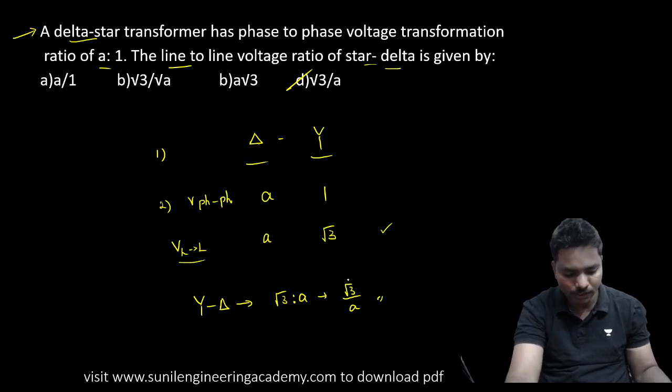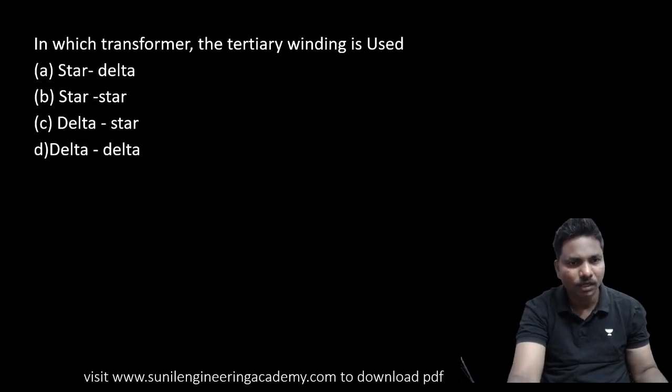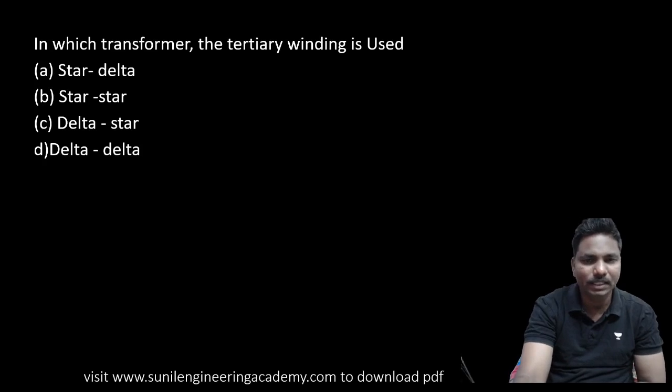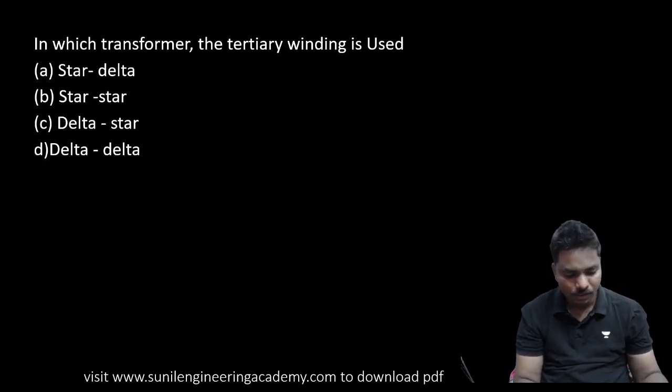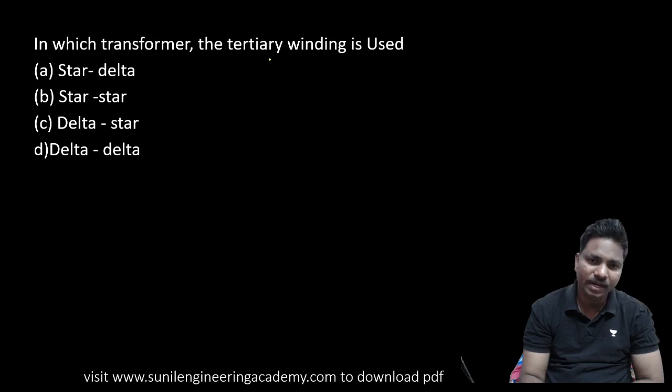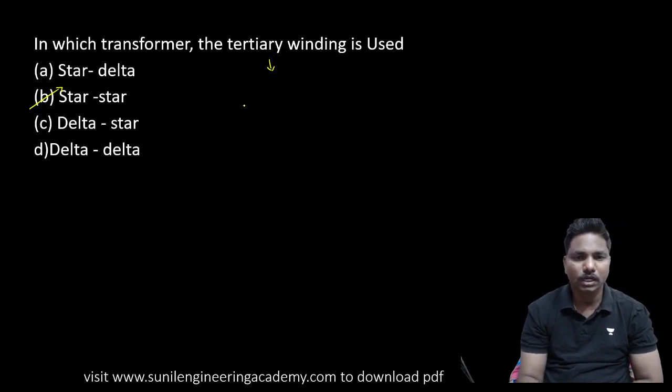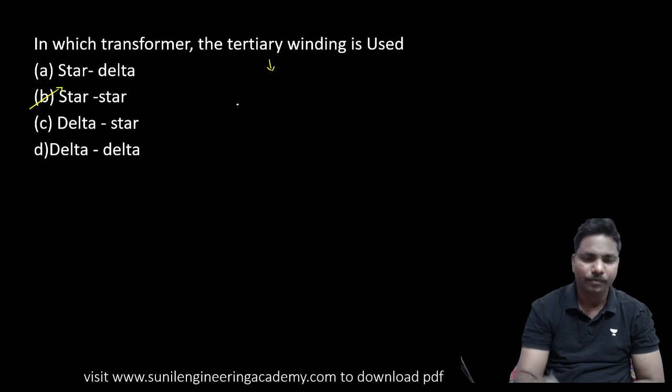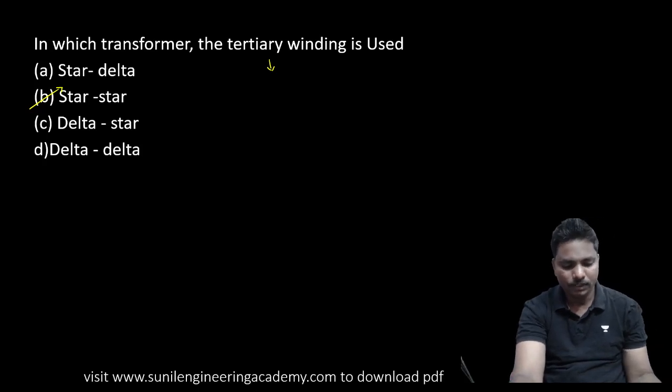Coming to the next question, guys. In which transformer is the tertiary winding used? The tertiary winding is generally a third winding that is used in star connection. So star to star connection.